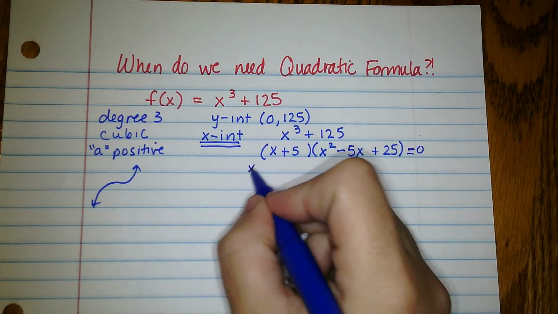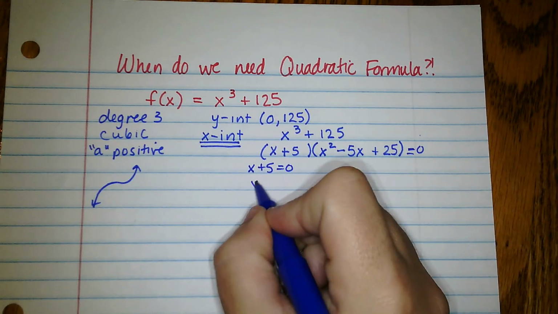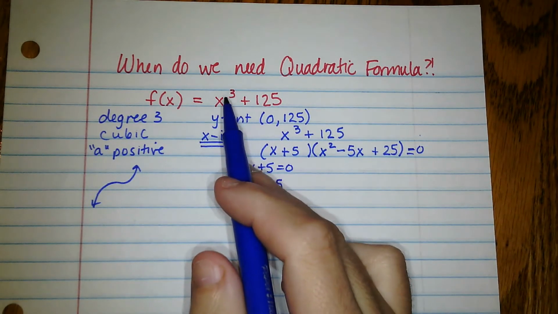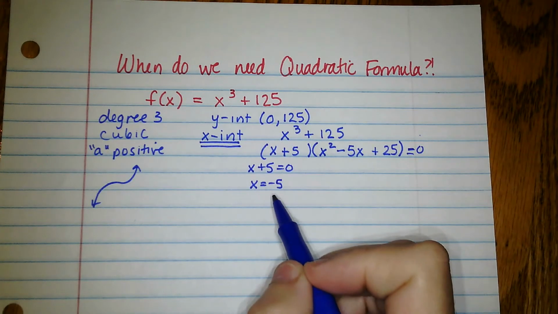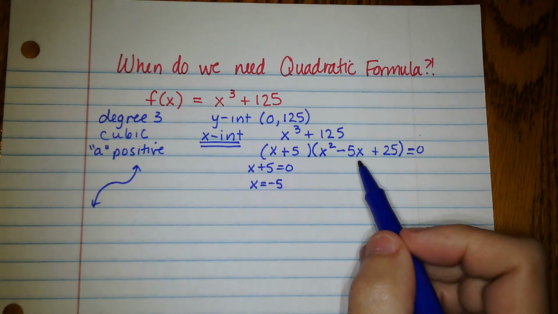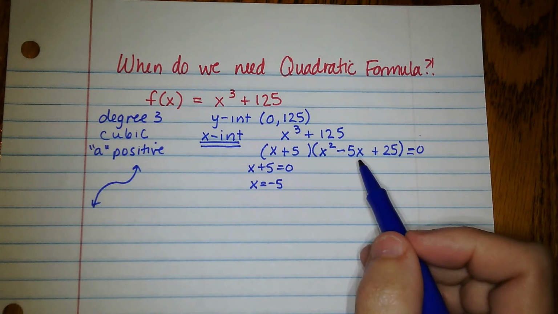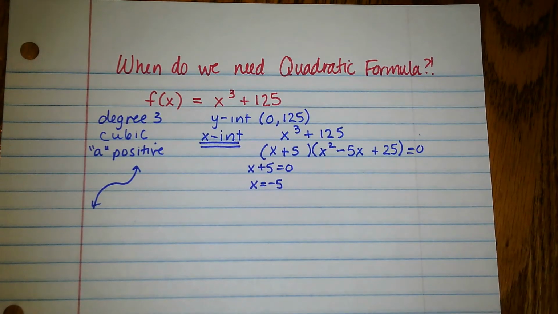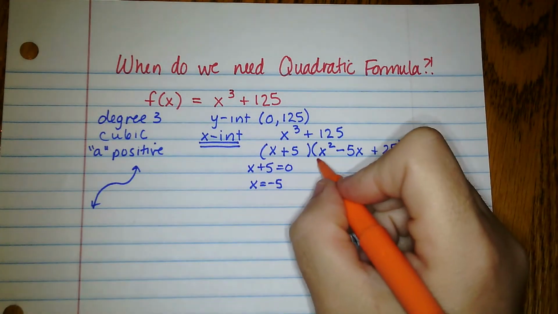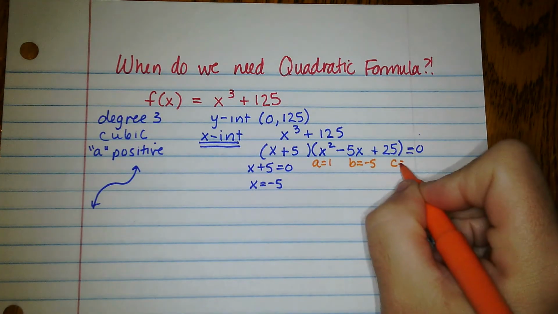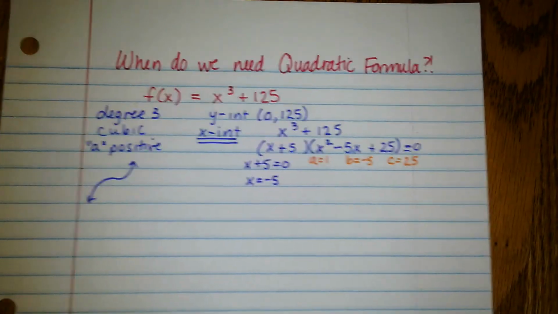That means that x plus 5 equals 0, and x is -5. There's one real root, so I know that my cubic is going to cross the x-axis at -5. Can I factor this one? No, but I need to figure out what the x values are. This is where the quadratic formula comes in. It comes in when you've got a trinomial that you can't factor. So my a is 1, my b is -5, and my c is 25.